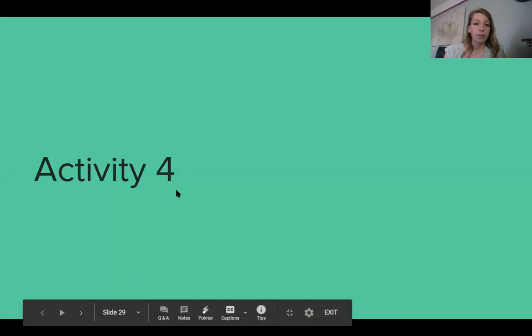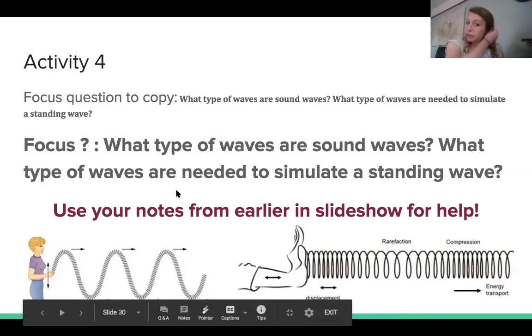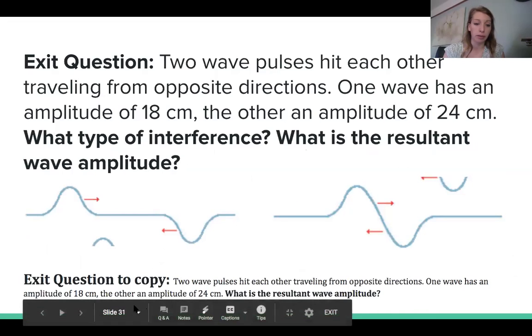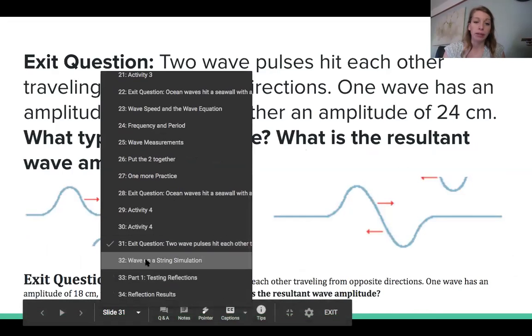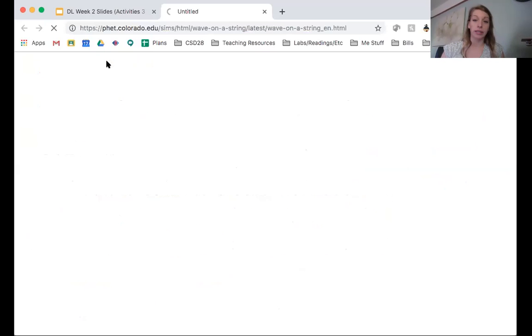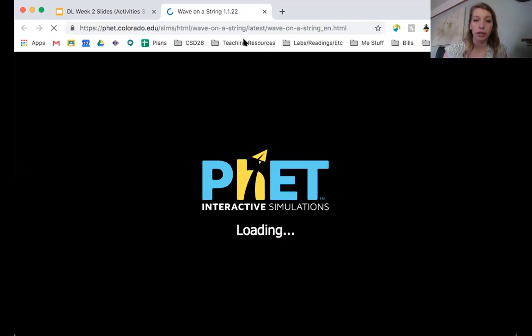Second lesson of the week, activity 4, is talking about standing waves. So for this one, you're going to be looking at that reflection and interference that was talked about a little bit earlier. You'll learn more about that, and you'll do it by doing the simulation. So rather than going through all the slides, I'll just show you the simulation.